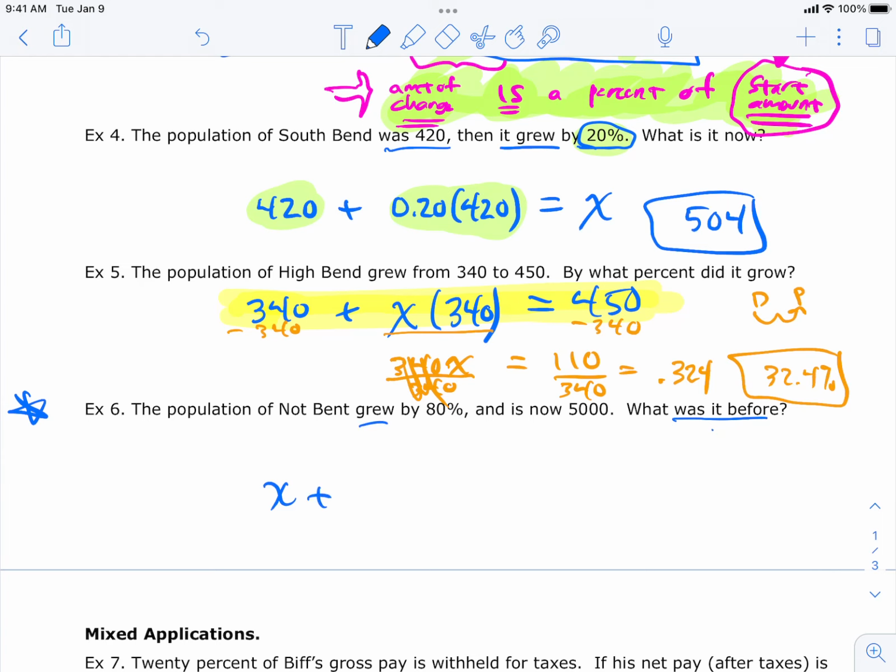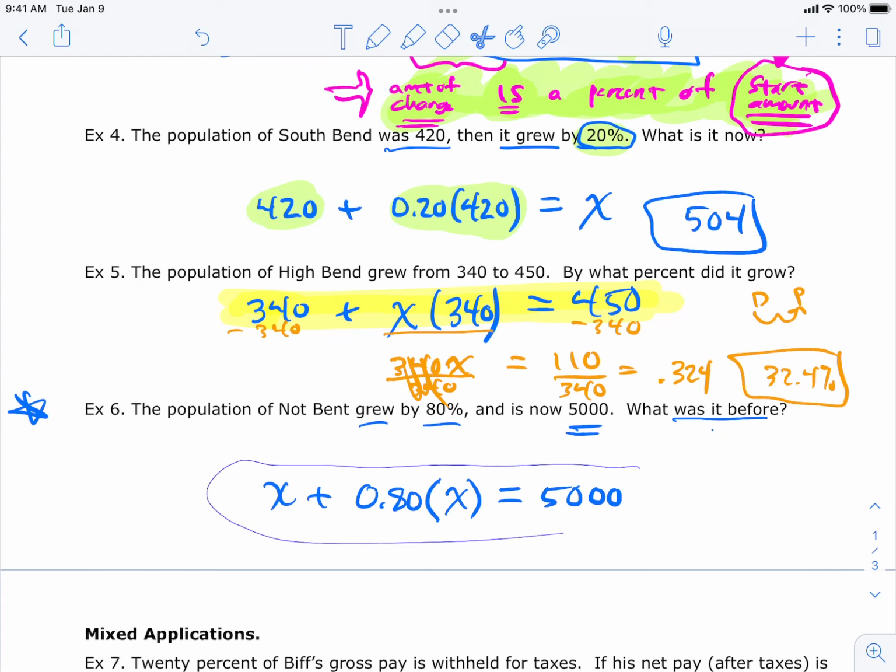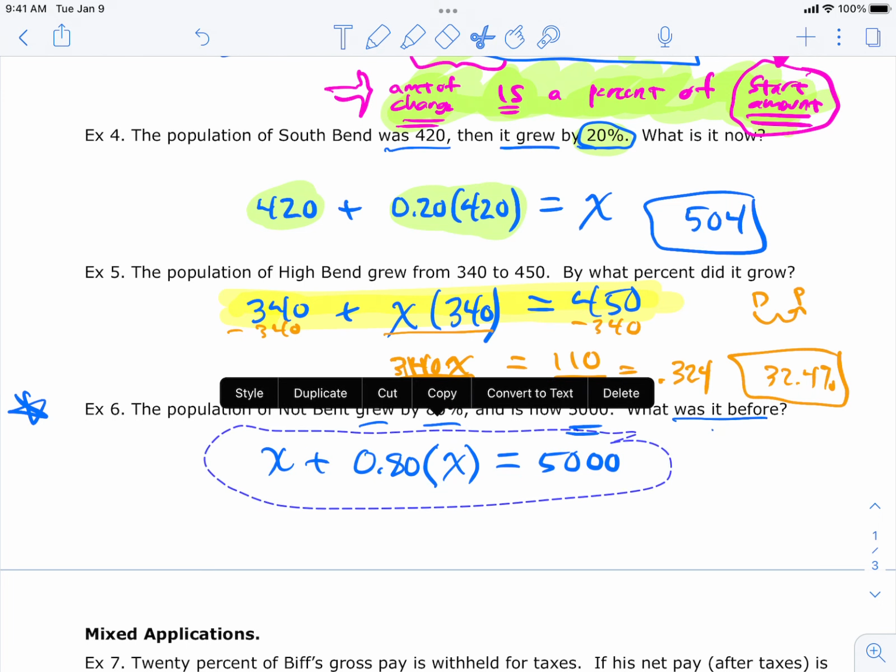It does say it grew, so I'm going to add. And it says it grew by 80%, which always means 80% of what we started at. And what we started at is unknown, so we use that X again. So we start at X, we grow by 80% of that X, whatever it is, and we end up at 5,000. See how this is working? This is the safe way to fly.